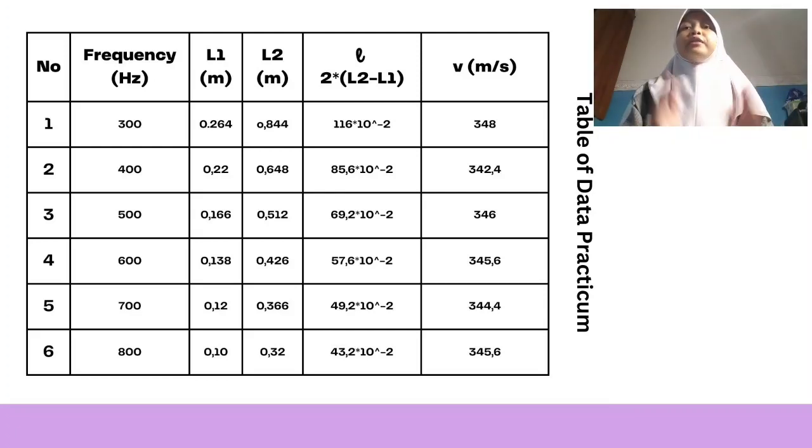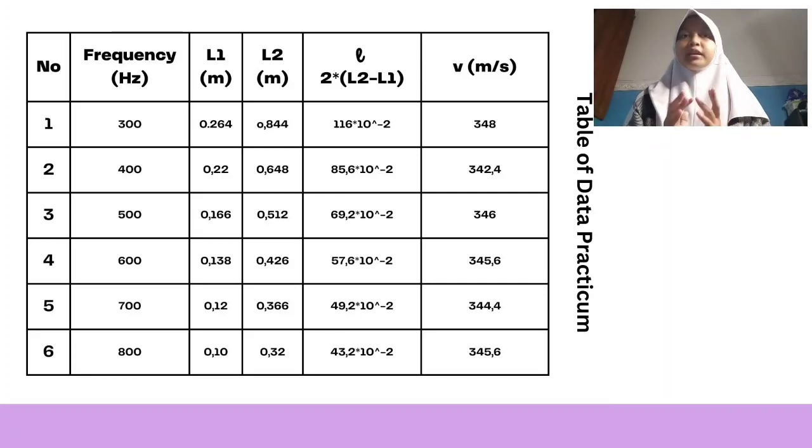0.138 and 0.42. The wavelength is 0.0576 and the velocity is 345.6 meters per second.